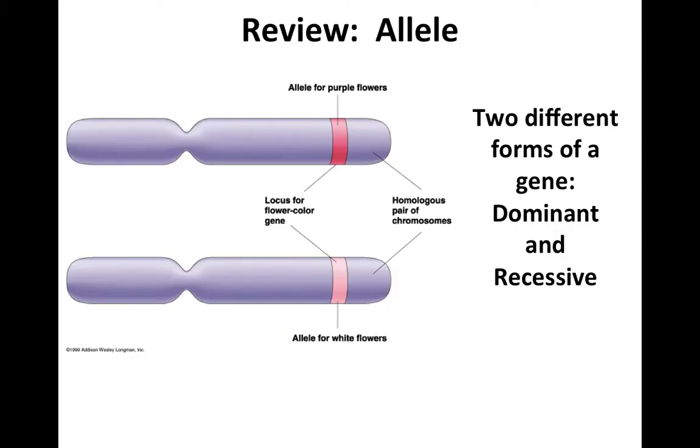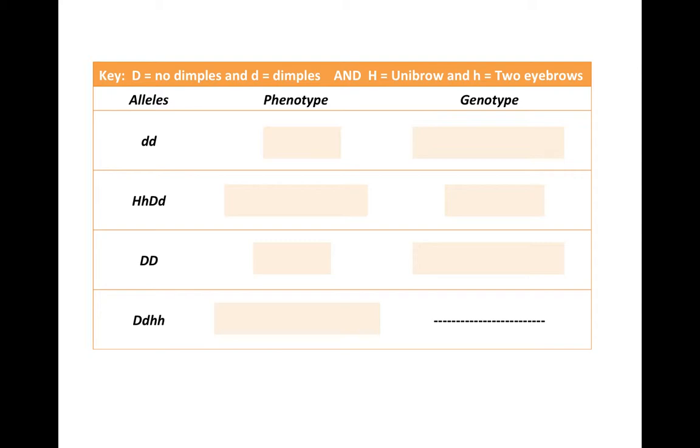Now, we can relate something else to that known as an allele. Alleles are basically going to be two different forms of a gene. And those two different forms can be either dominant or recessive. And we talked about that yesterday. So two different forms of a gene. You can have a dominant allele or a recessive allele. Dominant allele, again, is going to be a capital letter. Recessive is going to be a lowercase.